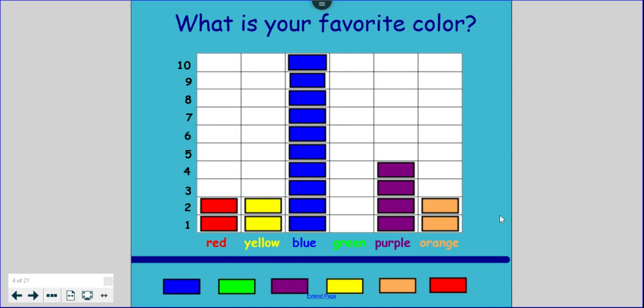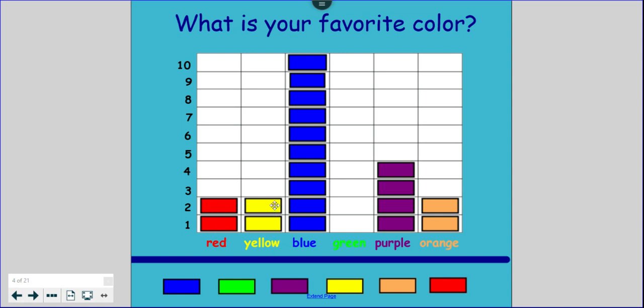I want you to turn to somebody at your house and tell them which colors have an equal number of kids who chose as their favorite color. Which colors are equal? I'm looking and I see red has two students who chose it as their favorite color.